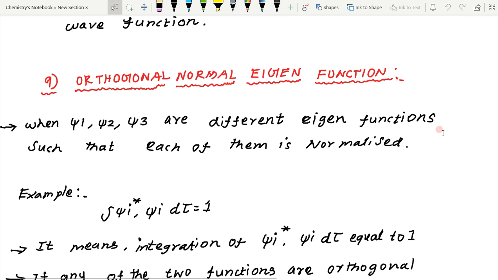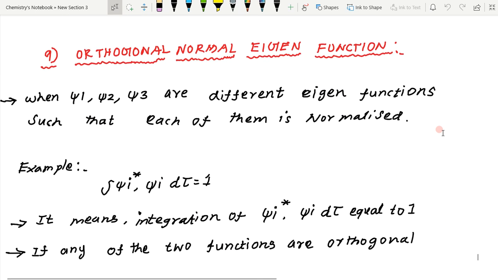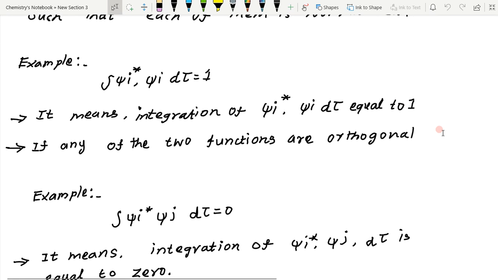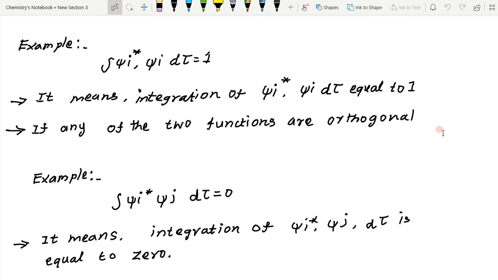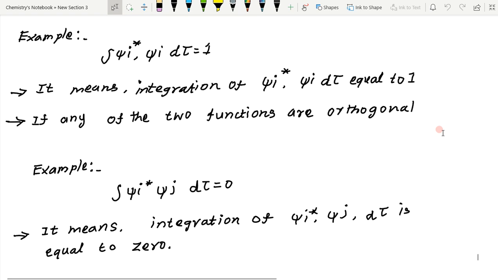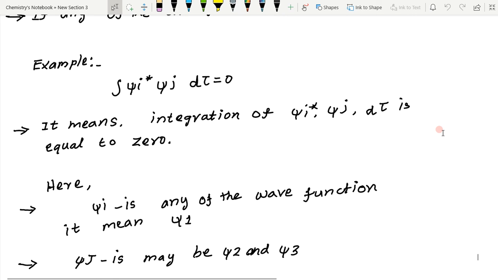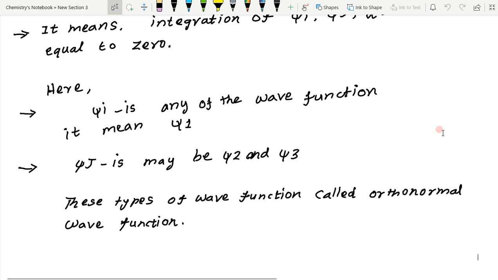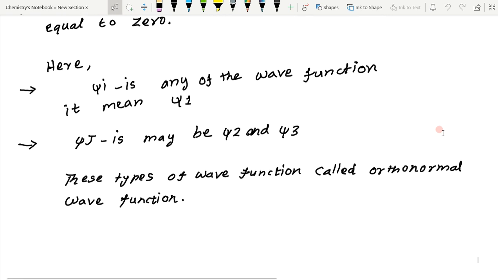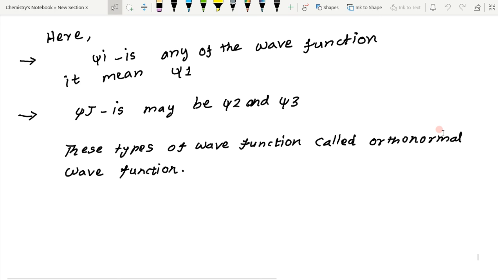Ninth one, orthonormal eigenfunctions. When psi 1, psi 2, psi 3 are different eigenfunctions, each of them is normalized. For example, the integration of psi i star psi i d tau equals 1. And if any two of the functions are orthogonal, for example the integration of psi i star psi j d tau equals 0. Here psi i is any of the wave functions, and psi j may be psi 2 or psi 3. These types of wave functions are called orthonormal wave functions.